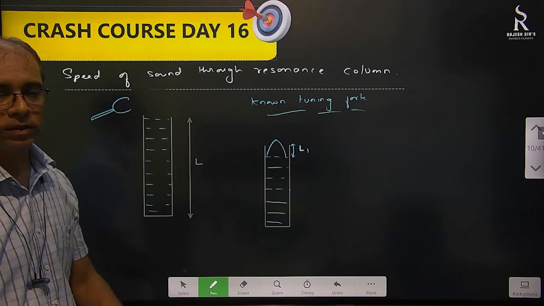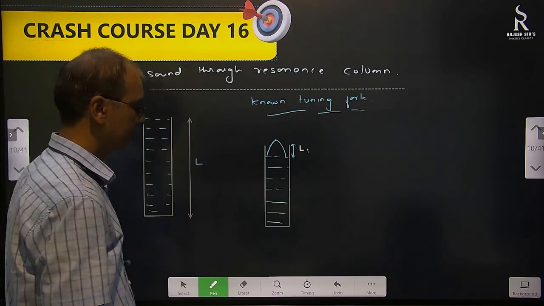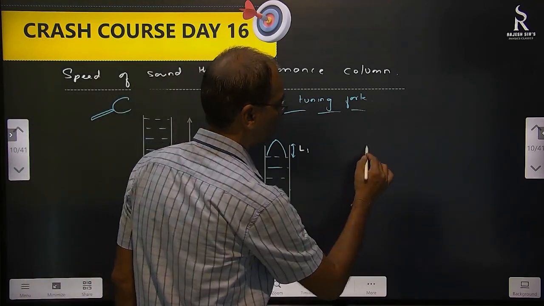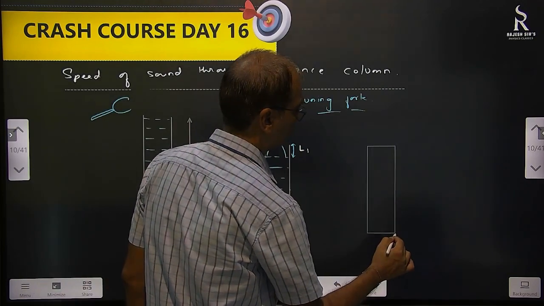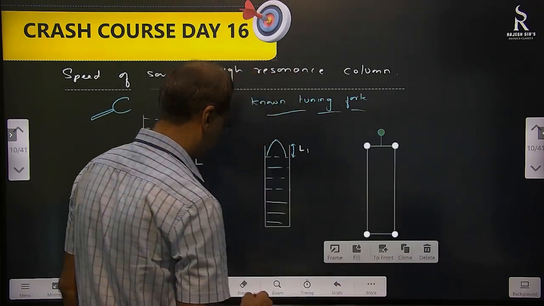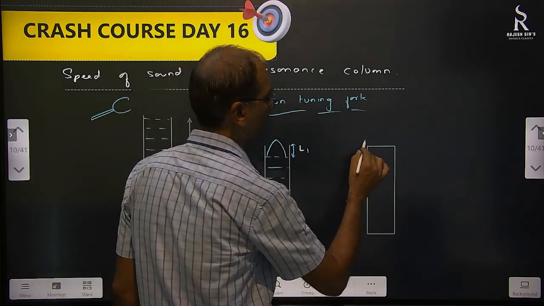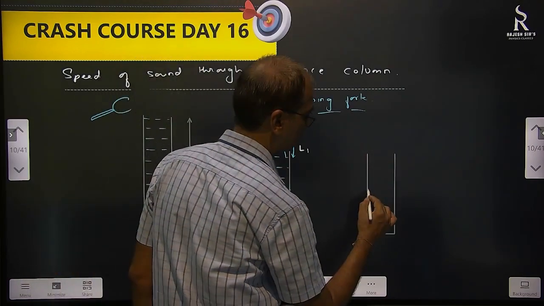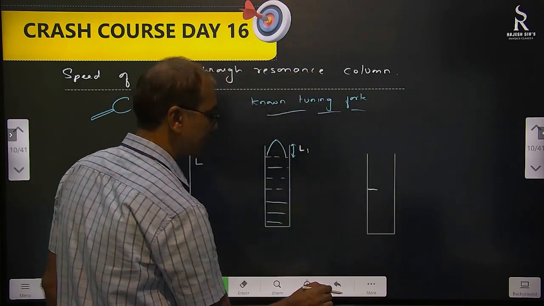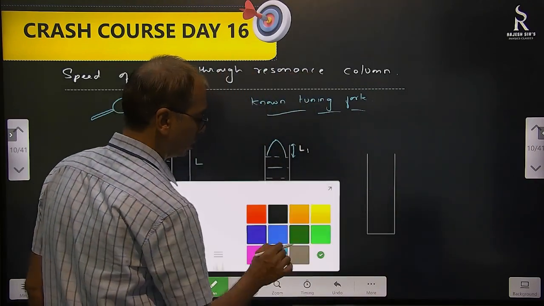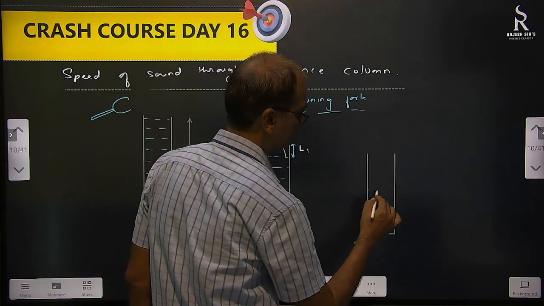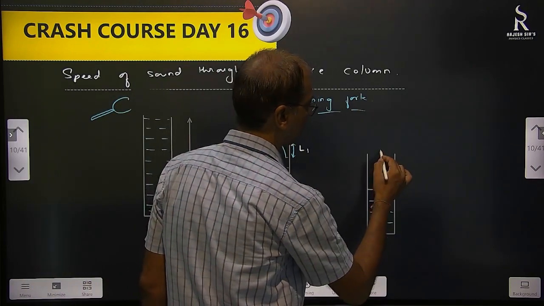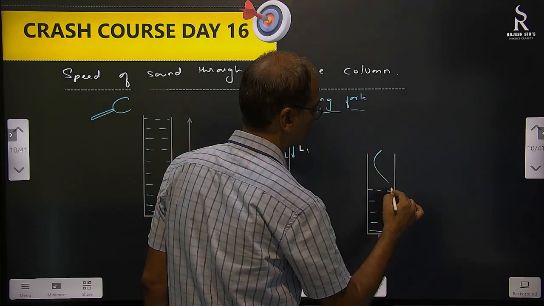Then one more frequency we will obtain. One more time, so again we will make it. Why one more? Because then only we are going to get the speed of sound. At least two values are required. So this time suppose the level is here. Okay. Level came to this point. Now what's happening? It's like this.